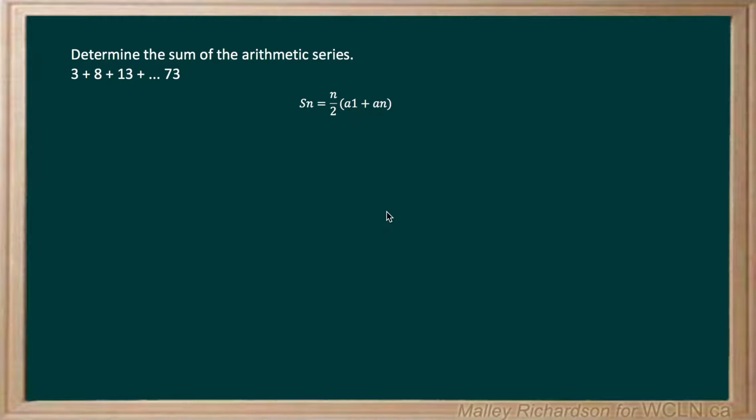In this example, we want to determine the sum of the arithmetic series listed below. To find the sum, we are going to use the formula S of n equals n over 2 multiplied by a1 plus a of n. Because we want to find the sum, that means we will be solving for S of n. So we need to know n, a1, and a of n to solve for S of n.